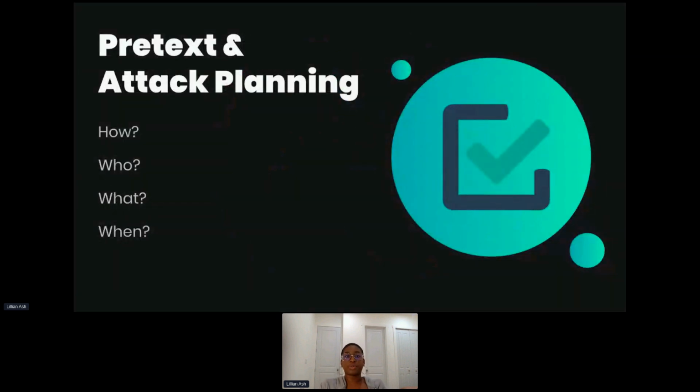Okay, so now we get into pretext and attack planning. Those are the next two tiers above OSINT. Pretext is super crucial, and it cannot be drafted without your OSINT first. Pretext is where you figure out the angle that you're going to go in at. So what scenario would you craft in order to guarantee access?